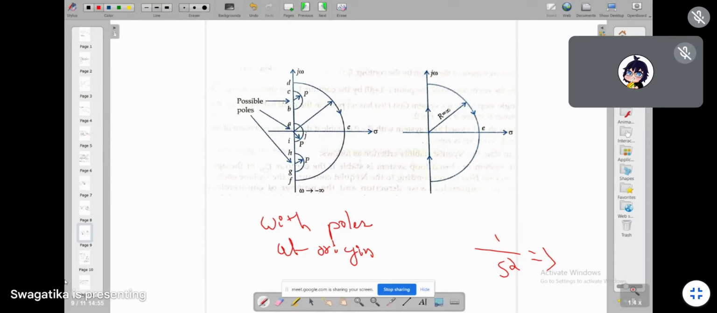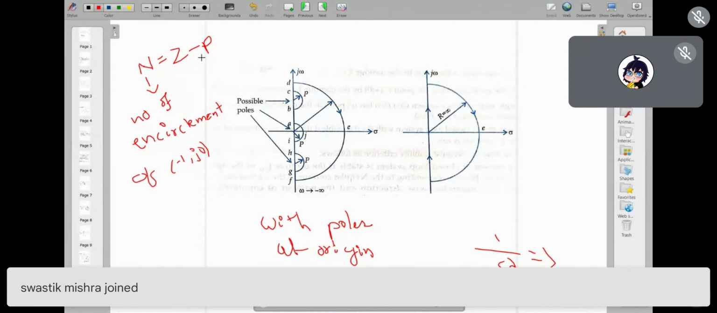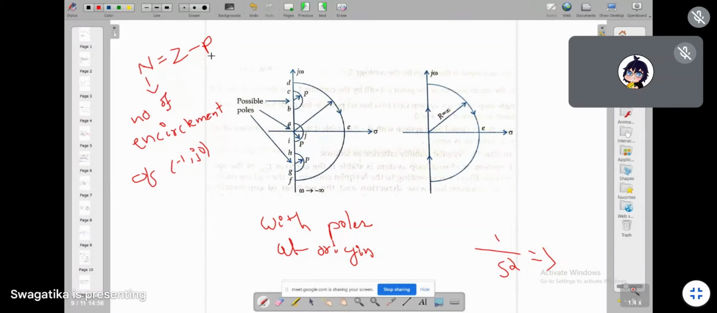So basically, there is a theorem, the mapping theorem, that is called N equals Z minus P. Here N is the number of encirclements of the point minus 1 plus j0, and Z is the number of zeros in the right half of the plane. P is the number of poles in the right half of the plane.